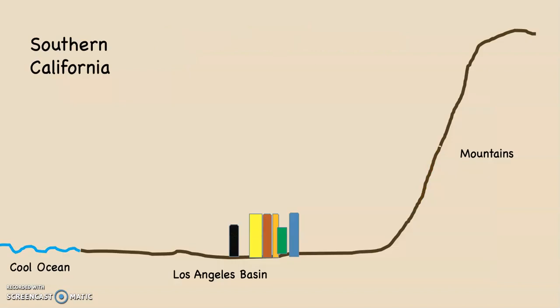I drew a diagram of Southern California for you. If you take a look at this diagram, you can see mountains, Los Angeles Basin, cool ocean.